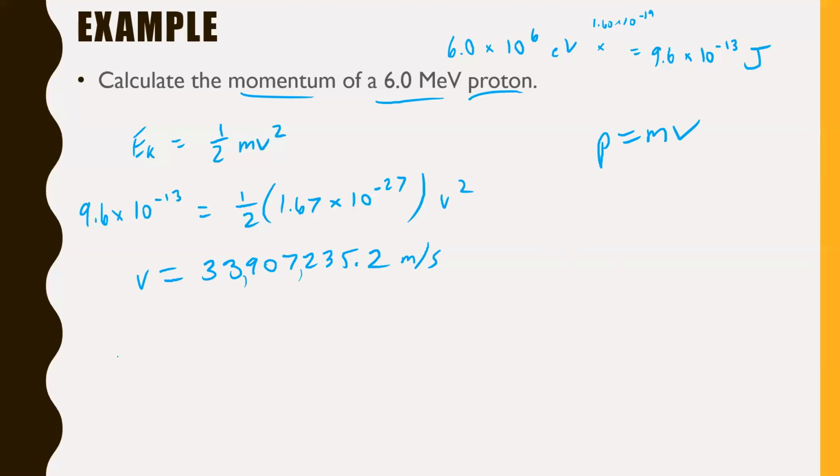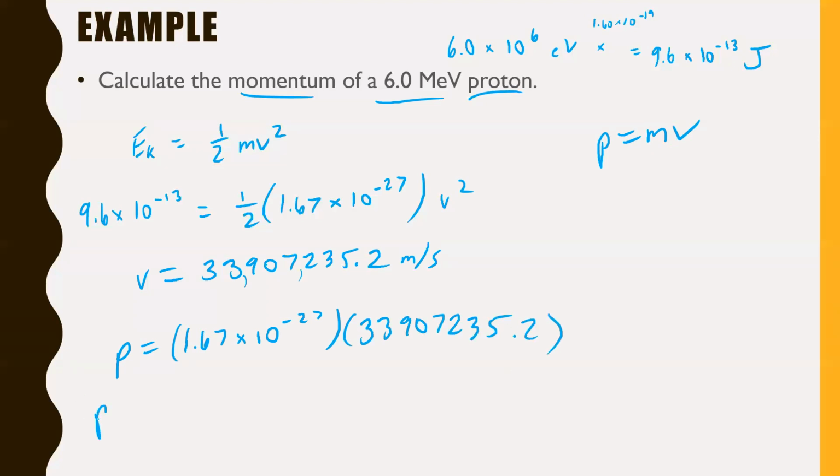So to find this momentum now, we can say P is equal to your mass, that's 1.67 times 10 to the negative 27, times that velocity, which is 33,907,235.2. Throwing that in your calculator, you're going to get, to 2 sig digs, because that's all the question had, 5.7 times 10 to the negative 20.